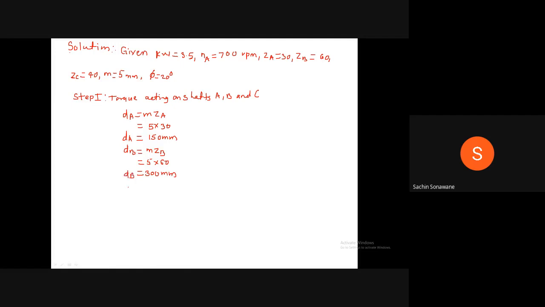DB is equal to 300 mm, and pitch circle diameter of gear C is equal to M into ZC, which is equal to 5 into 40, which is equal to 200 mm. This is 200. Therefore, write down this diameter of gear A, diameter of gear B, and diameter of gear C, that is pitch circle diameters.